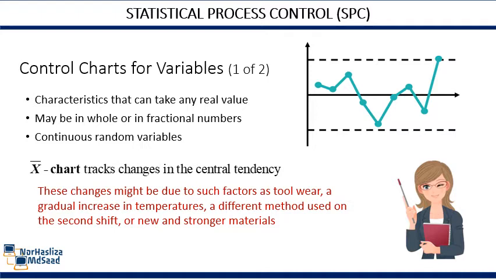The x-bar charts tell us whether changes have occurred in the central tendency of a process. These changes might be due to such factors as tool wear, a gradual increase in temperature, a different method used on the second shift, or new and stronger materials.